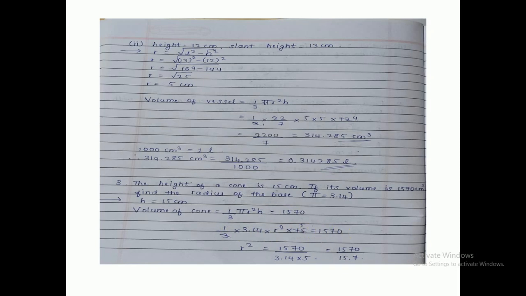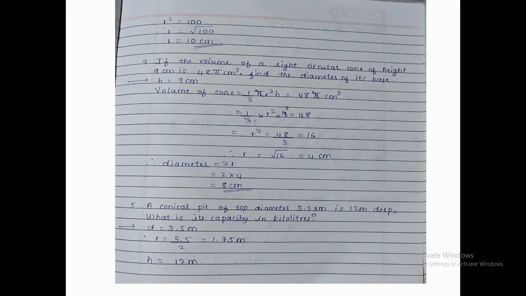Okay, then r square we have to find out. Here calculation: 3 1s are 3, 3 5s are 15, then r square is equal to 1570 divided by 3.14 into 5. Then calculation 1570 divided by 15.7. So what answer we got here? r square is equal to 100. Then r is equal to square root of 100. r is equal to 10 centimeter. Got the idea of this problem, no?